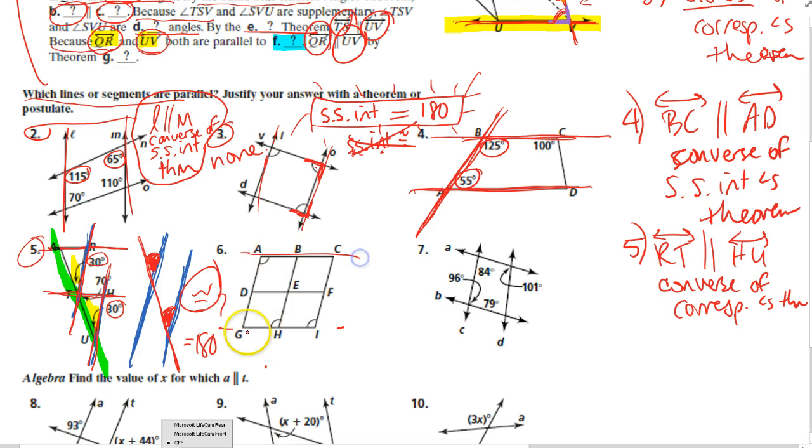Let's try one more. If I'm trying to prove AC parallel to GI, what if I use this as a transversal? No, I know nothing about this intersection. I know only one thing about the lower intersection. So let's think about this.